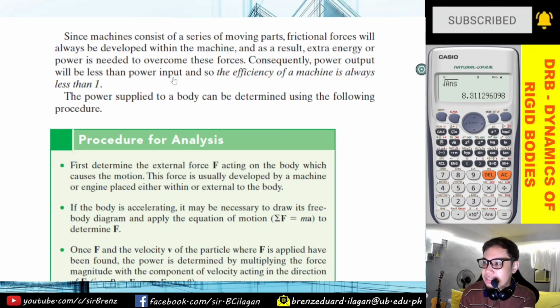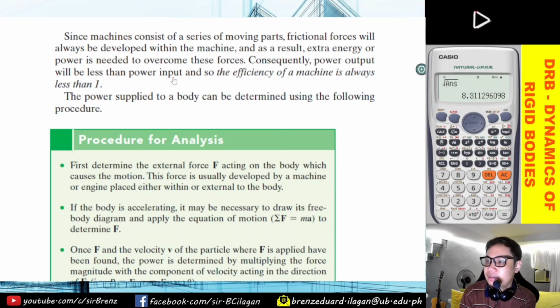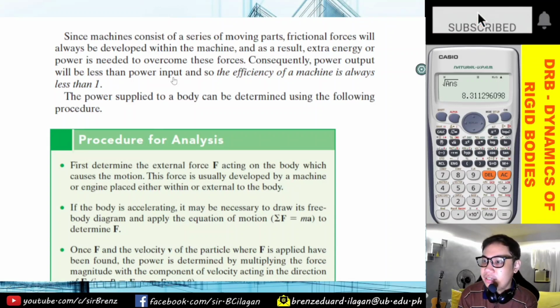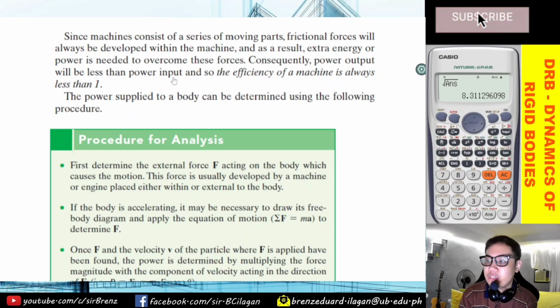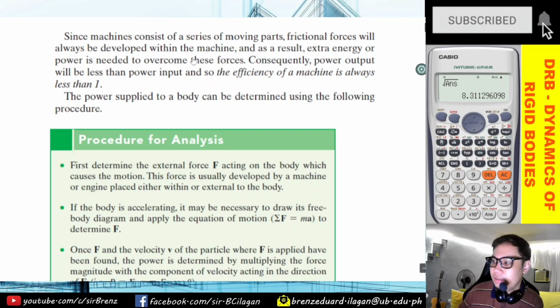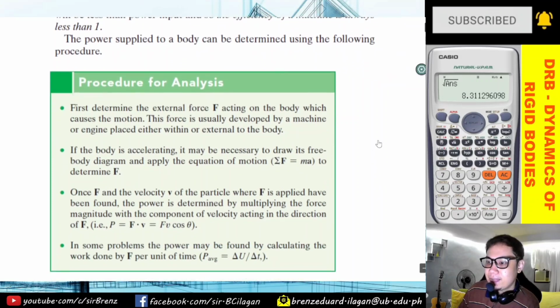So since machine consists of a series of moving parts, frictional force, ito nga, will always be developed within the machine. And as a result, extra energy or power is needed to overcome these forces. So consequently, power output will be less than power input. And so the efficiency of a machine is always less than 1. So the power supplied to a body can be determined using the following procedure. So this is the procedure for analysis.